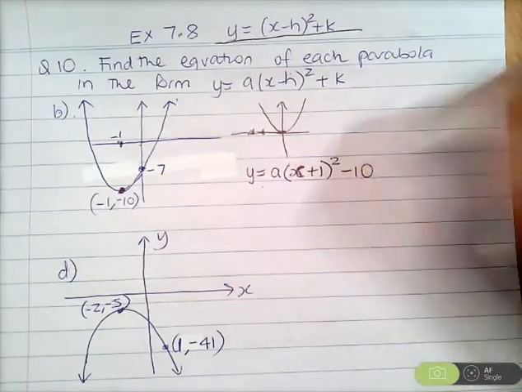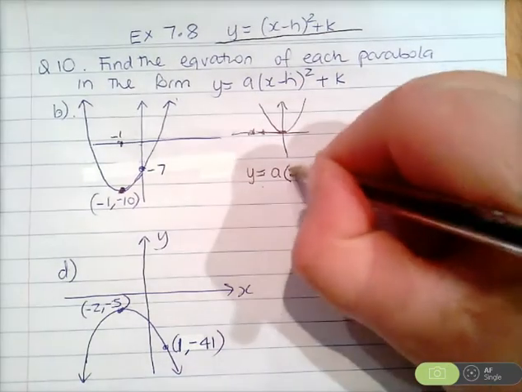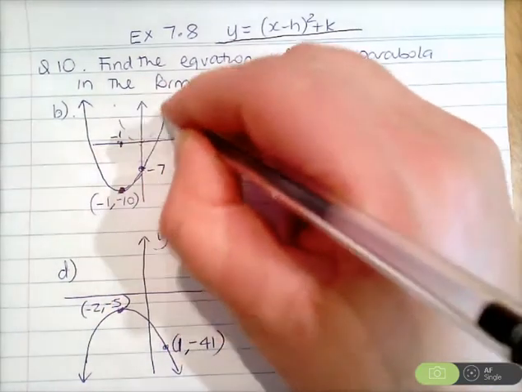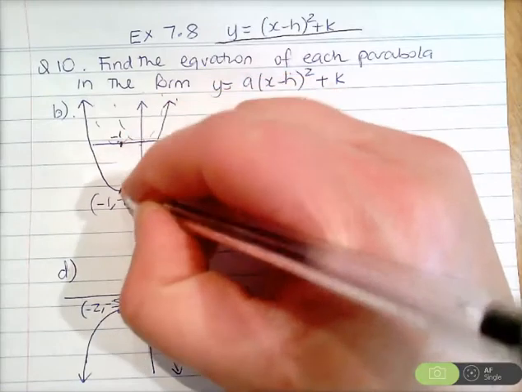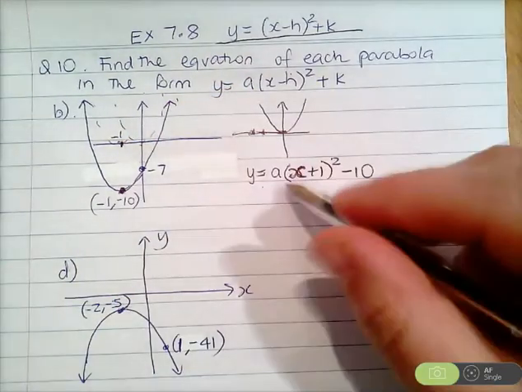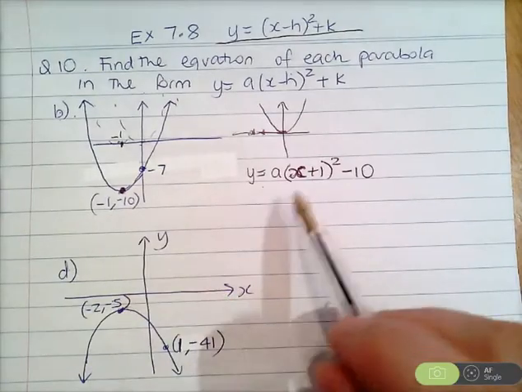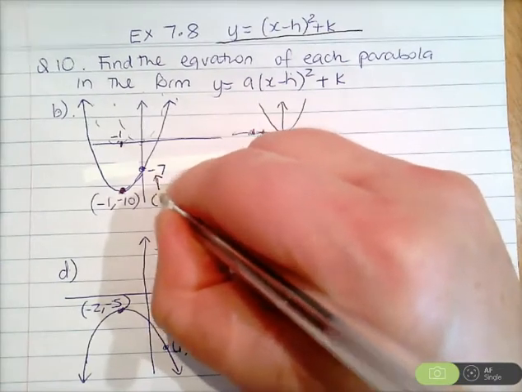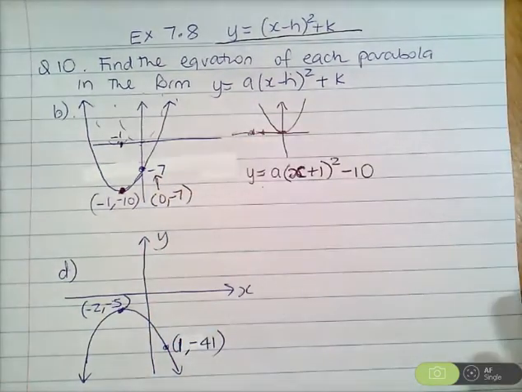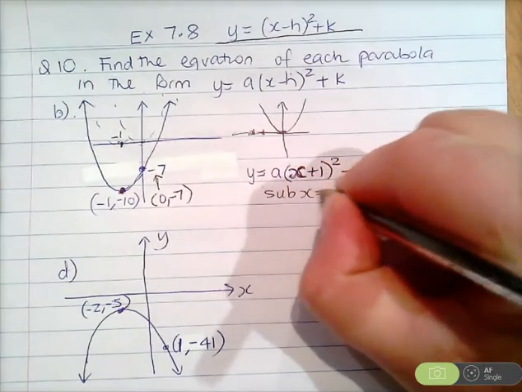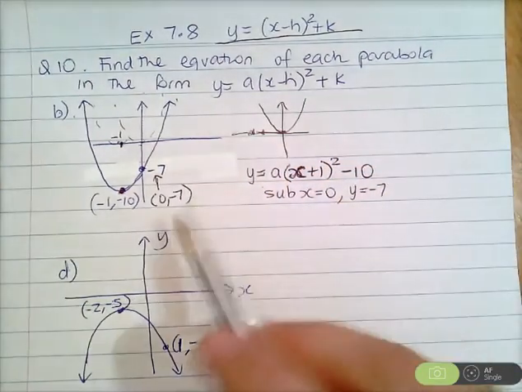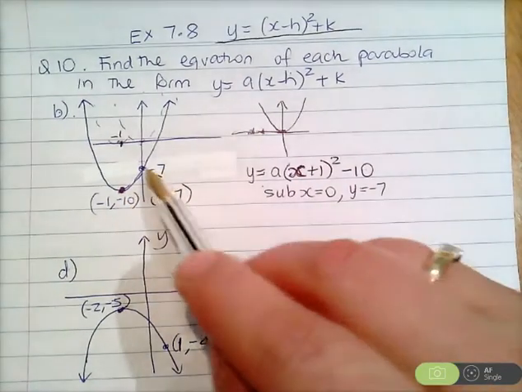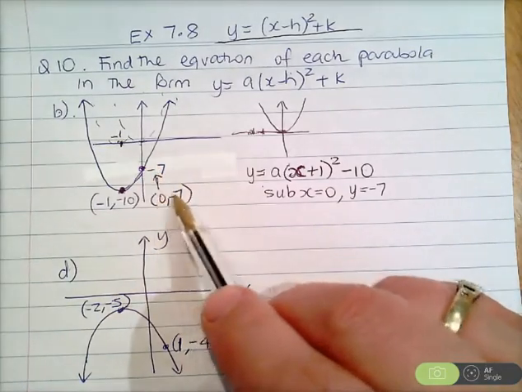So shifted across 1 to the left and then down 10 units, I go minus 10. This is my general formula that I start off with, and I can tell that from the vertex. Now I just substitute any other x, y value that I've got. Here the y-intercept is -7, which is the point (0, -7). You don't substitute the vertex back in, because you'll end up with 0.